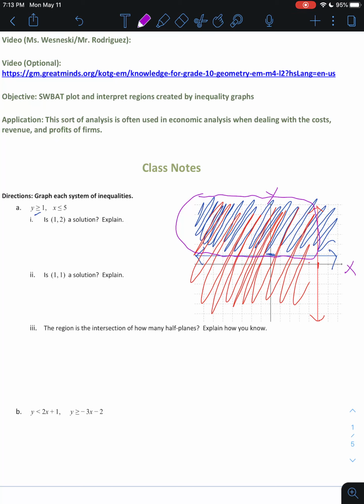So our first little question here, I, is the point 1, 2 a solution? So again, just to clarify, this is our origin, right? And it's a solution if the point lies within this purple circle, right? So 1, 2 would be over 1, up 2. So that would be right here. And we can clearly see that this point does lie within this region, right? It's in the part of the coordinate plane where the two regions intersect. So you'd say yes.